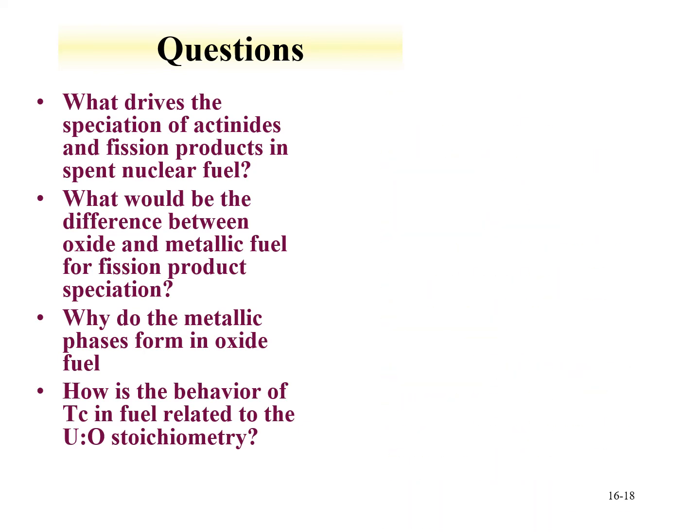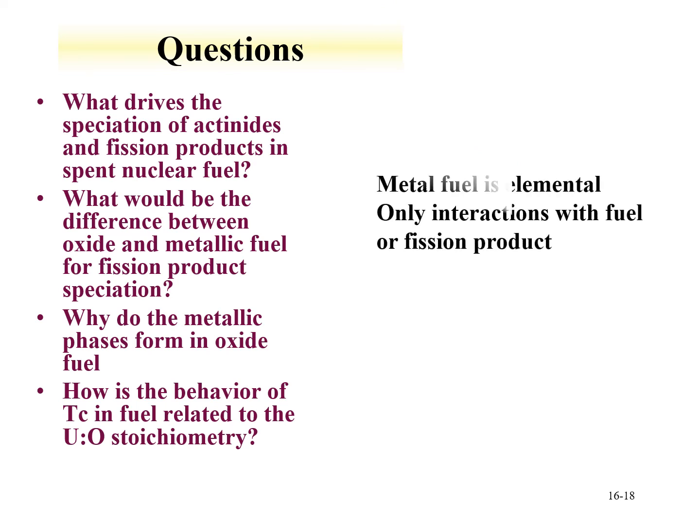So what would be the difference between oxide and metallic fuel for fission product speciation? Well, as we already mentioned, the metallic fuel has no oxygen. So for the metallic fuel, you're only going to have the reaction of the fission products with uranium, so you may make some alloys, or you may make some binary phases, or the fission products can start interacting with each other, so you may have things like cesium iodide eventually form and react.